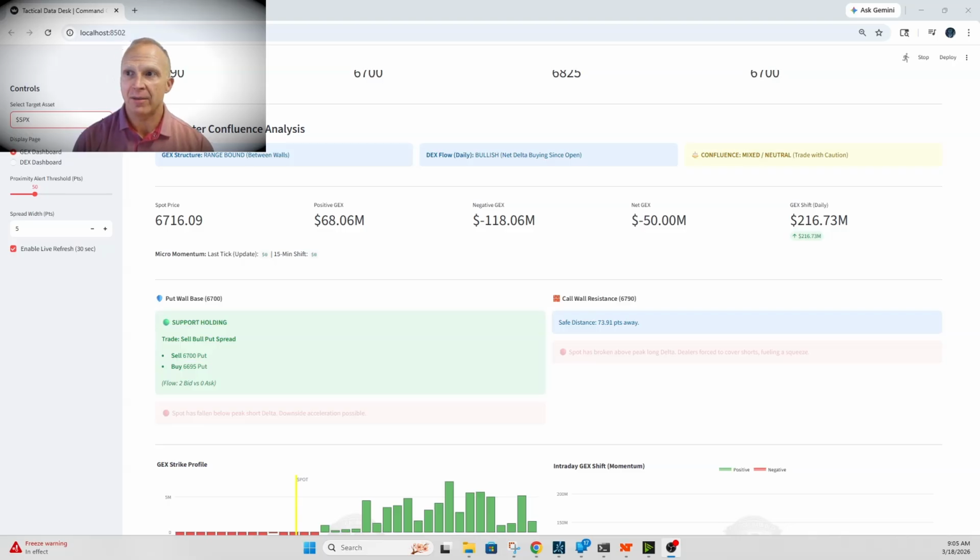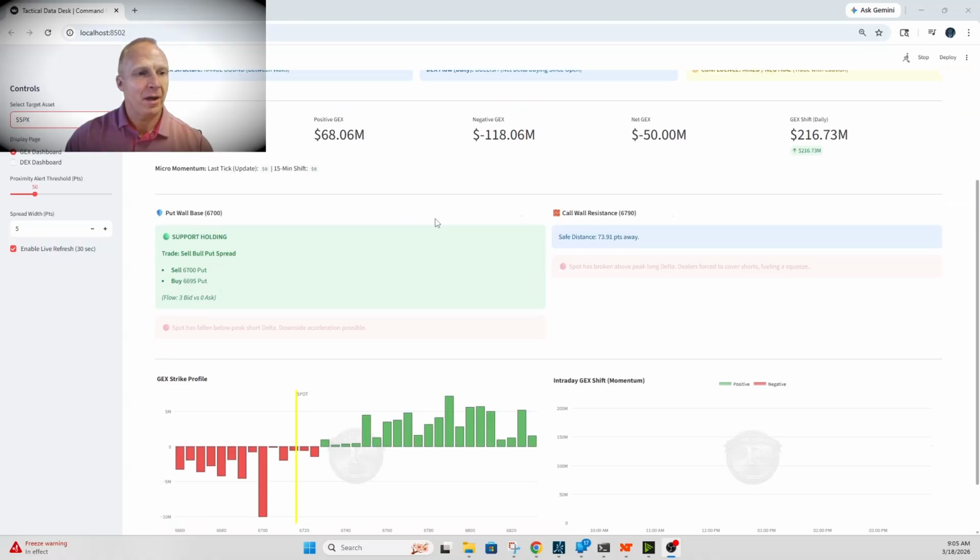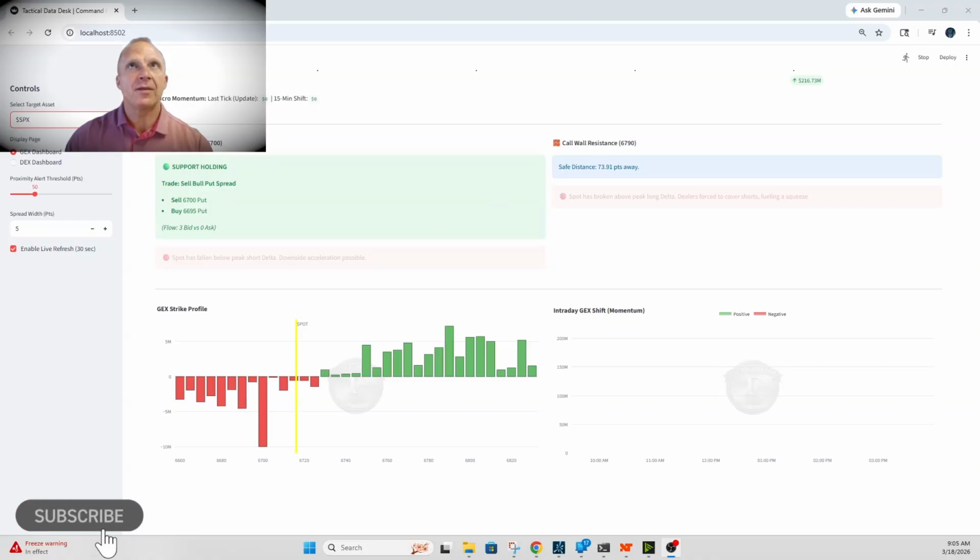And boy, we've already had some great activity in the markets. I have up my SPX GEX dashboard. The 0 DTE call wall for today is 6790. The put wall is 6700. We've already had some awesome activity in the ES futures.